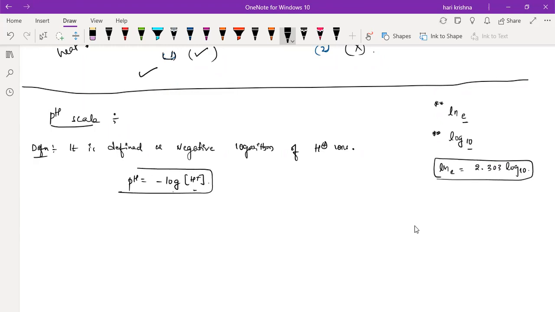So pH equals minus log of H plus ions, where P is potenz in the German language, meaning power. Is it H T, sir? No, it is H plus, not HT. So P is indicated with the power, and H plus is the hydrogen ion.